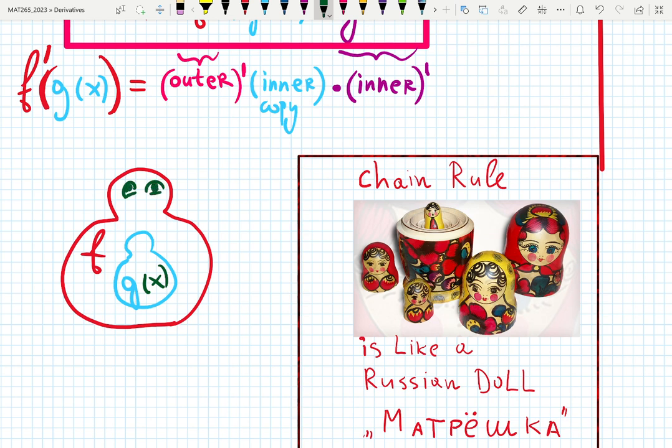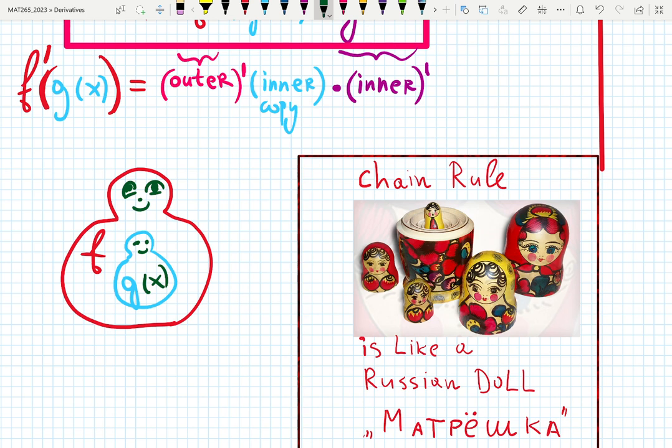So here are your Russian dolls. And you have to take the derivative of the outside first before you get to the inside. So order matters. And that's what we're going to be doing. And it's going to be a pretty fun experience. You'll be good at this, whether you want it or not. And all the STEM sciences depend on the chain rule. That's how important it is.